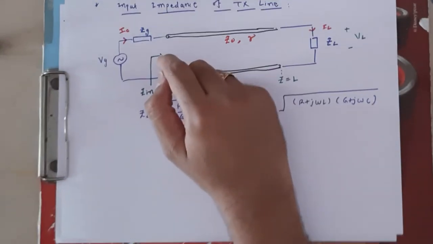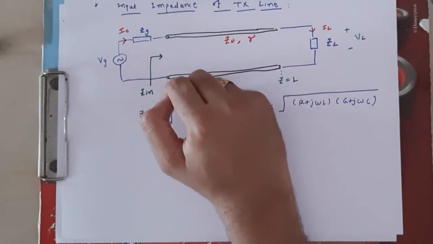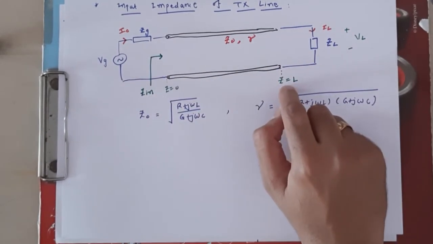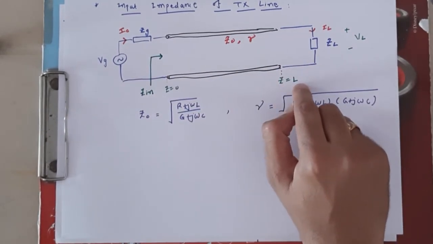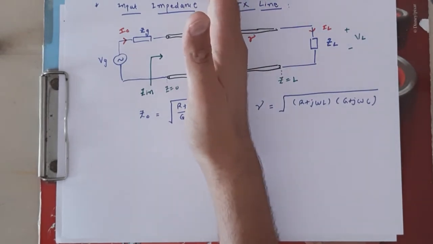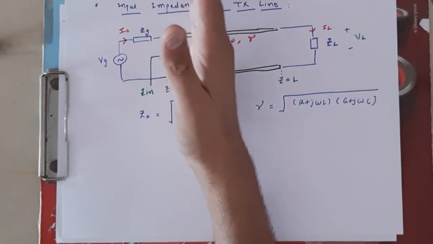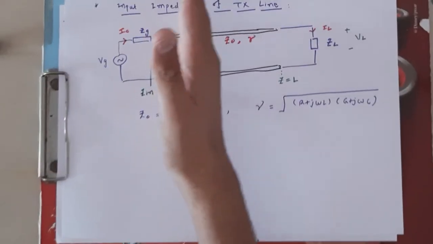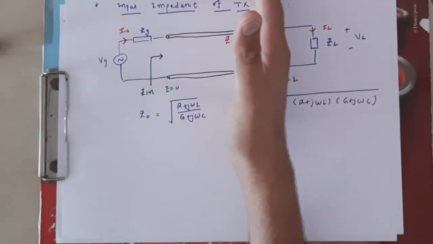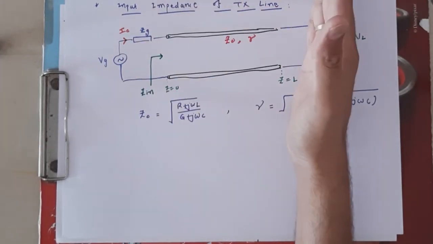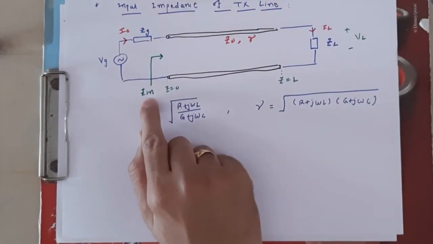Okay, now here you can measure the input impedance from Z equals 0. You can measure the input impedance from Z equals L, from Z equals L by 2, from Z equals L by 4, from Z equals any distance. From any point you can measure the value of the input impedance of the transmission line, and the values are different. So what does this input impedance depend on?